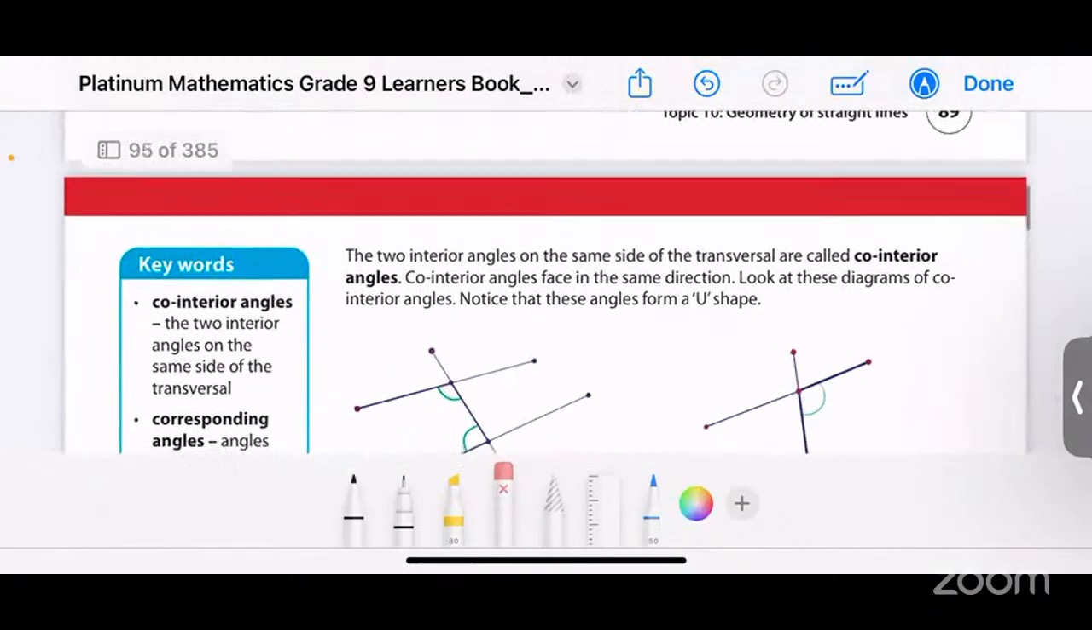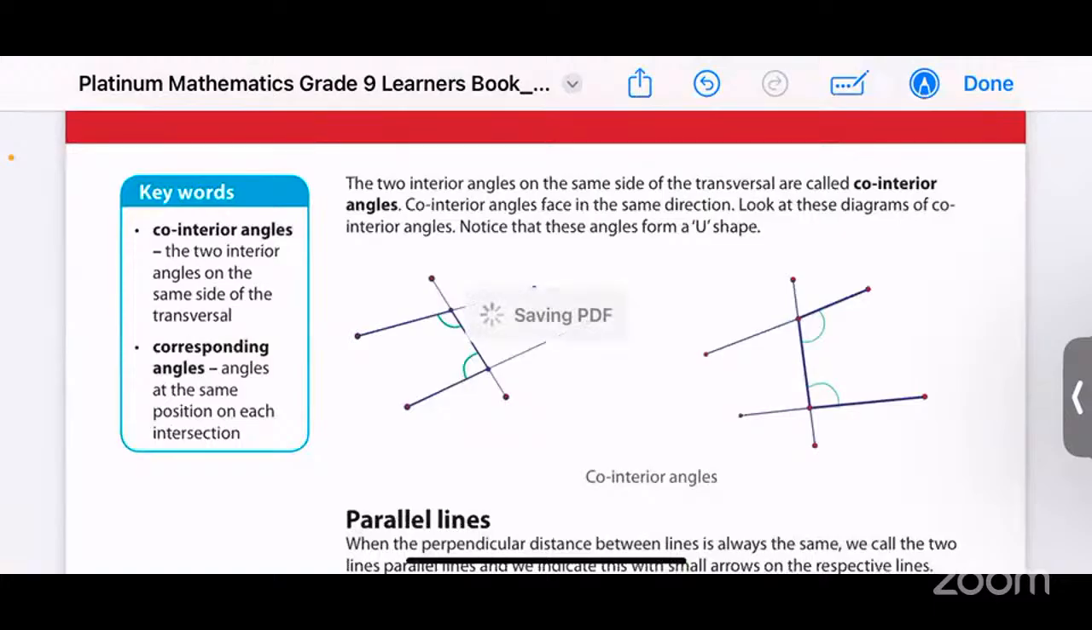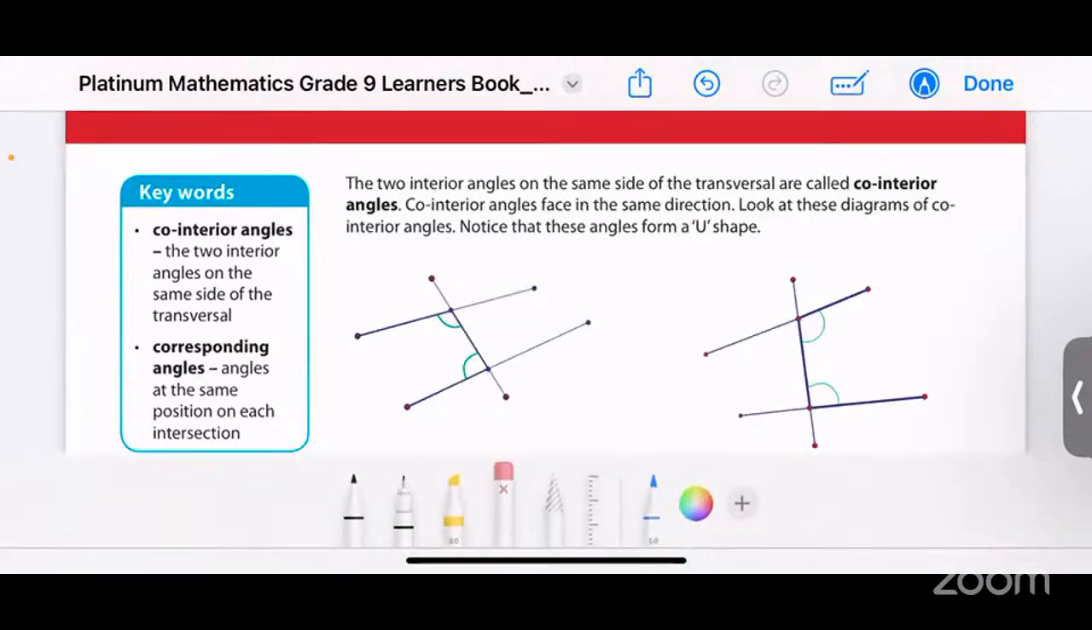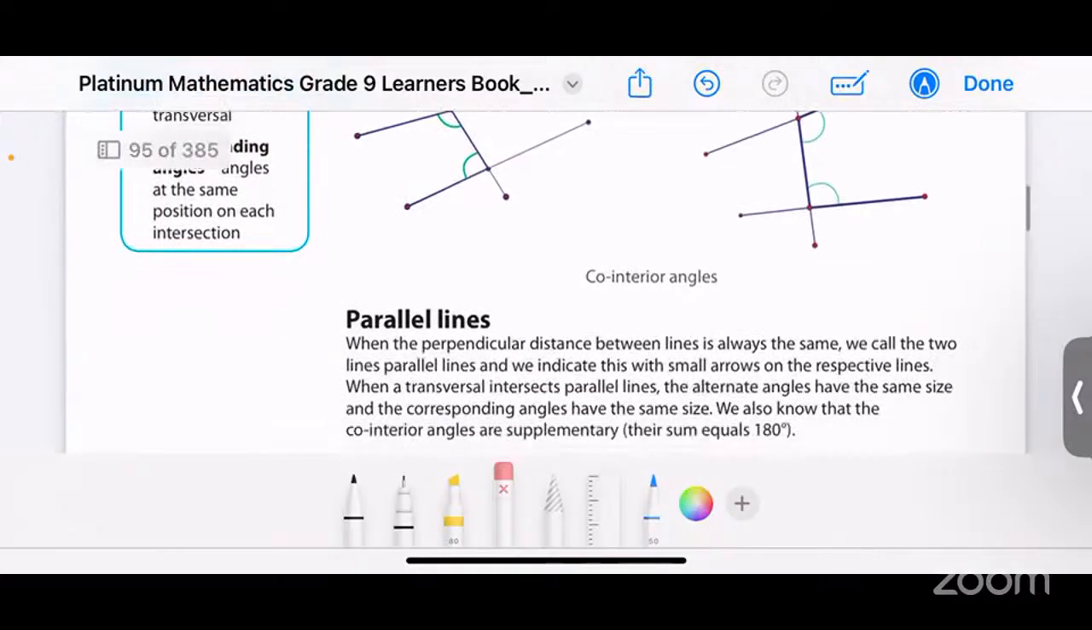The two interior angles on the same side of a transversal are called co-interior angles. Co-interior angles face in the same direction. Ne? Look at these diagrams of co-interior angles. Notice that these angles form a U shape. Remember the co-interior angles, the same side of the transversal. Those are the co-interior.